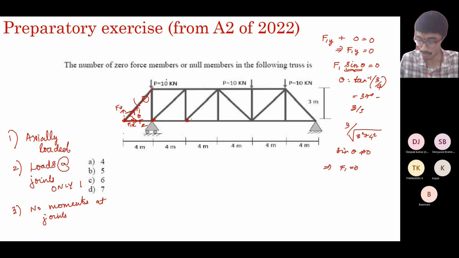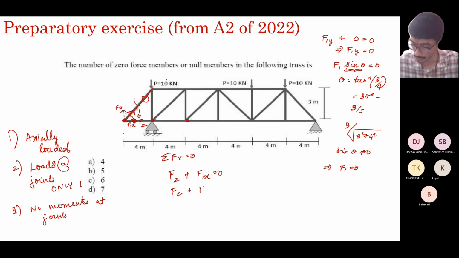Since F1 equal to 0, if you enforce the other equilibrium equation, sigma Fx equal to 0 at this joint, what do you get? F2 plus F1x equal to 0. But what is F1x? It is F1 cos theta equal to 0. So cos theta is again not equal to 0, and F1 is 0, so F2 is also 0. So this is also a zero force member.